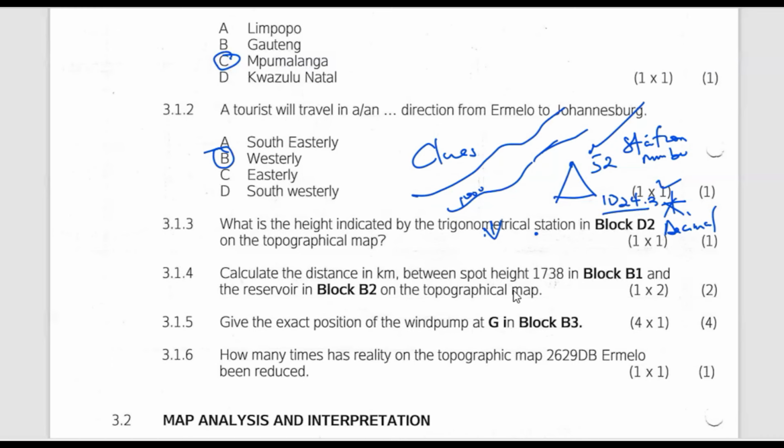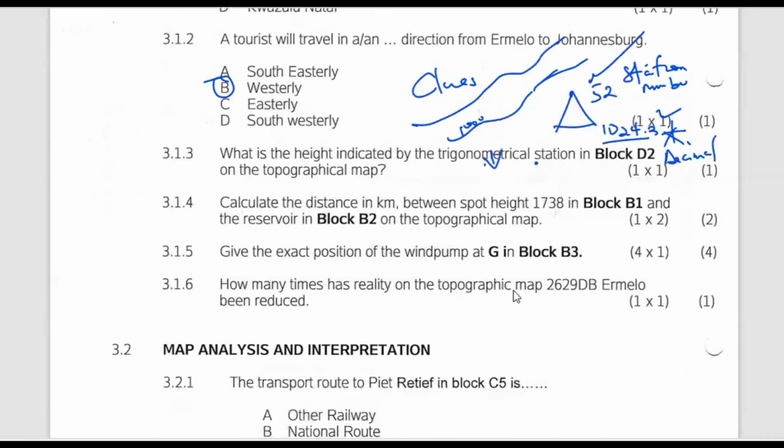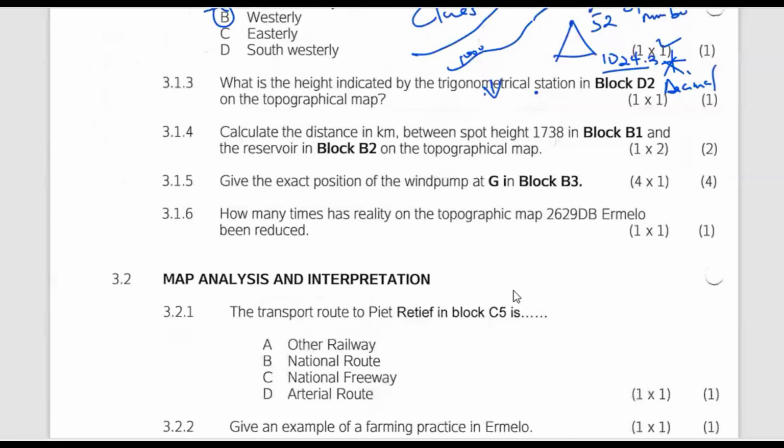Right. Then calculate the distance in kilometers between spot height and the reservoir on the topographic map. You're just supposed to measure. You measure the distance between the two using your ruler. Measure straight line distance. And remember, our answer is supposed to be presented in kilometers. Your measurement distance, you multiply it by 0.5 kilometers. Let's say, for example, you get 3 centimeters. You multiply this 3 by 0.5. This is going to give you your answer in kilometers.